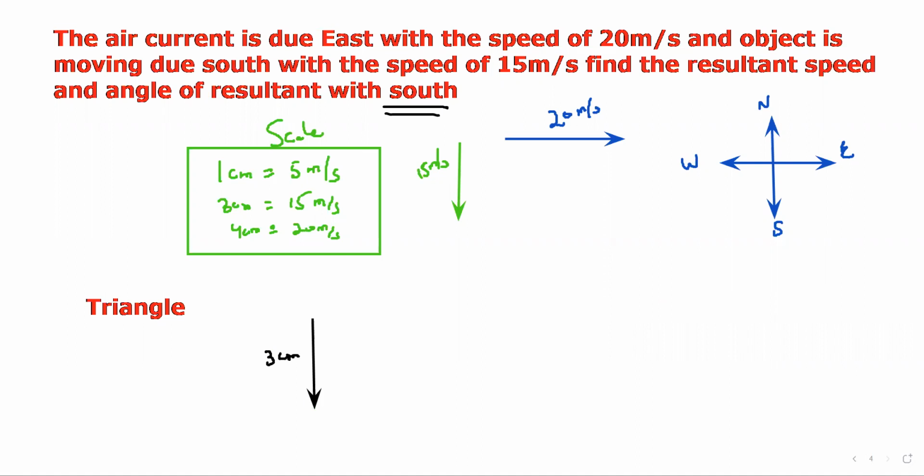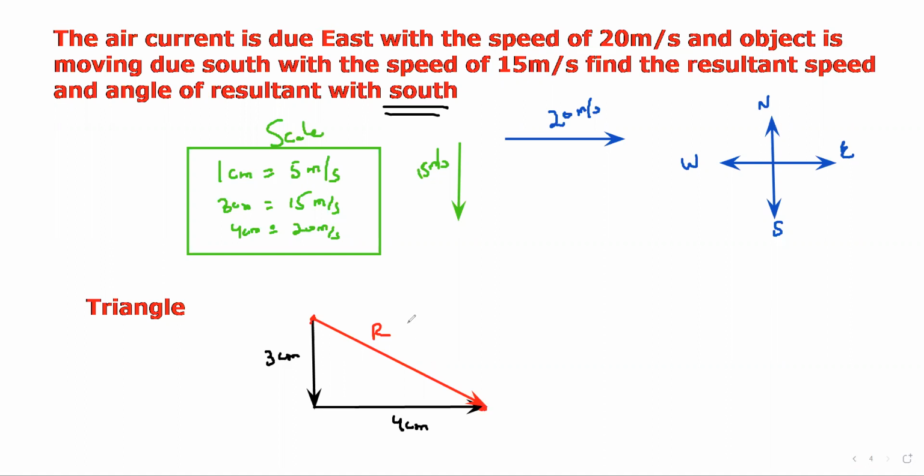Then I draw another vector, which is 20 meter per second or 4 centimeter, which is east. So this is 4 centimeter. And what about the resultant? It's always from the tail of the first to the head of the last. That will be the resultant. But this time, it's not by calculation, it's by measurement. So you have to use your scale or a ruler. You just have to place your ruler or the scale and measure the length.